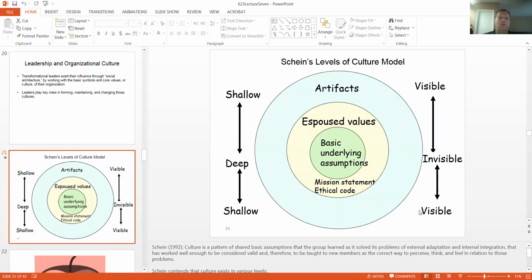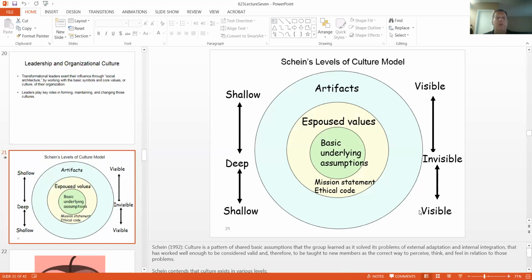Artifacts, the third level of organization culture, these are the very visible things that are produced by the organization. So minutes, agendas, those types of things, those are artifacts. We can actually look at those and understand the culture of the organization and what the organization does and how that reflects what the organization values on a daily basis.